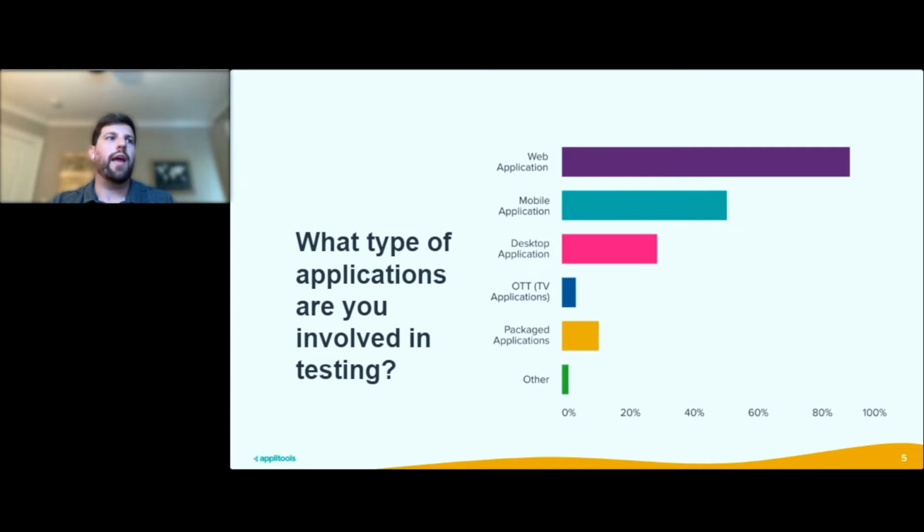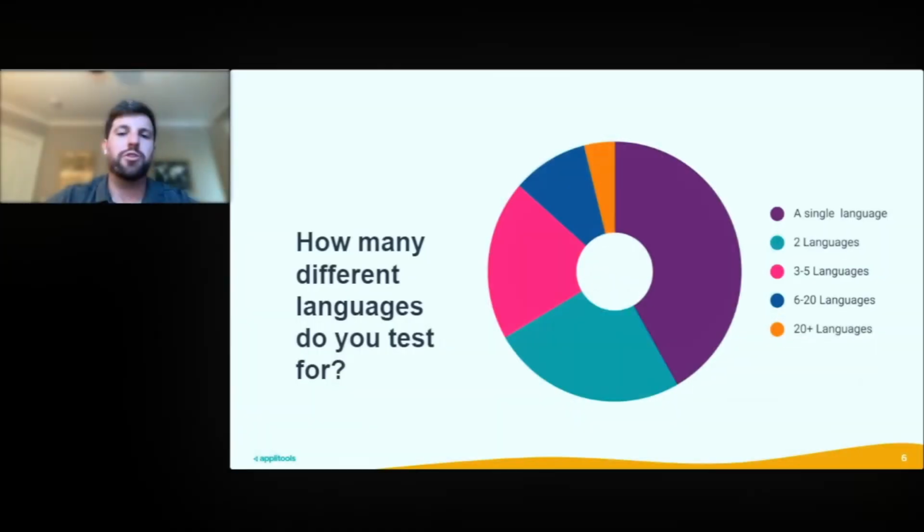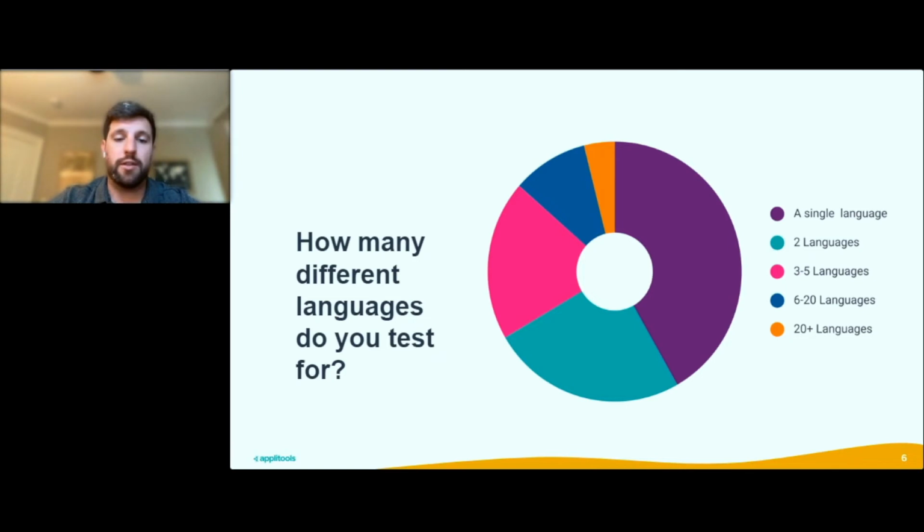All right, so let's look at our results here from the crowd. All right, yeah, this is huge. So you can see here, web applications, almost 96%. Again, a lot of web applications are used, and they're ubiquitous at this point. We'll get through this. How many different languages do you test for? Majority test for a single language, as different answers go, but it is interesting to see that over 50% are testing for more than one.